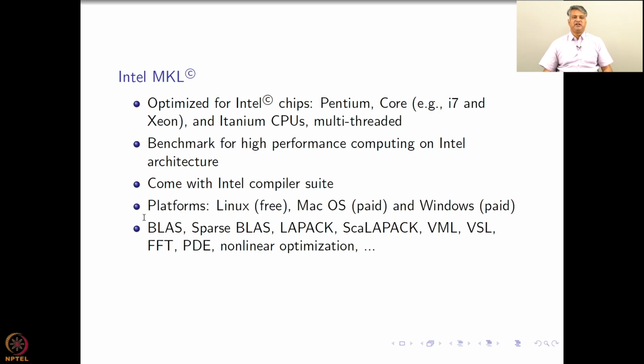We also have the Intel Math Kernel Library. The Intel Math Kernel Library is optimized for Intel chips, which is basically the Pentium, Core, Xeon, and Itanium CPUs. So typically we use benchmarks for high performance computing on the Intel architecture. It comes with the Intel compiler suite, and it's pretty much free on the Linux platform, though it's paid on other operating systems. It has basically developed extremely efficient versions of BLAS, Sparse BLAS, LAPACK, ScaLAPACK, VML, VSL, FFT, PDE, and other nonlinear optimization on Intel hardware.